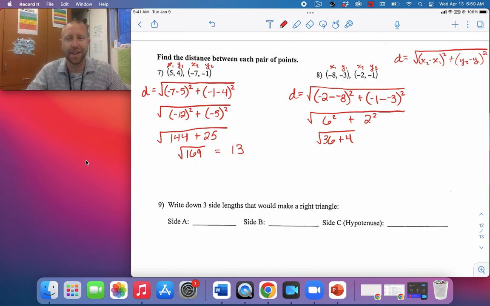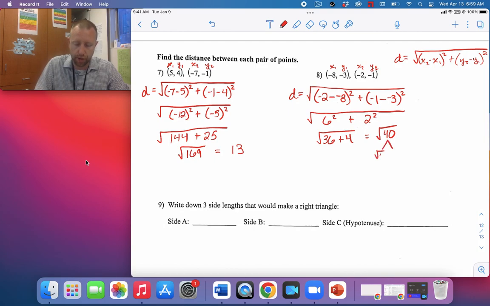Mine went blank for a second there. 36 plus 4 is 40. So I've got this radical 40 as my answer. Notice my directions don't say to round it to the nearest tenth. So I am going to simplify this radical. Okay? I know the biggest perfect square.